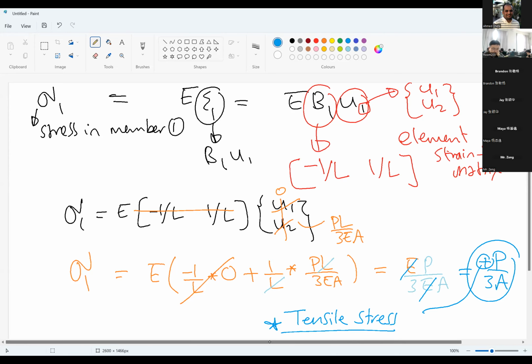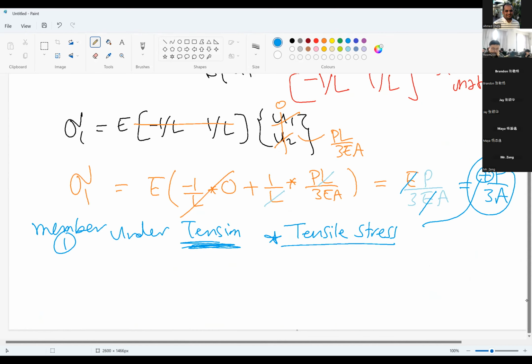So member 1 is under tension. Okay, so this is what we get from the member 1 calculation. Now we get to member 2.